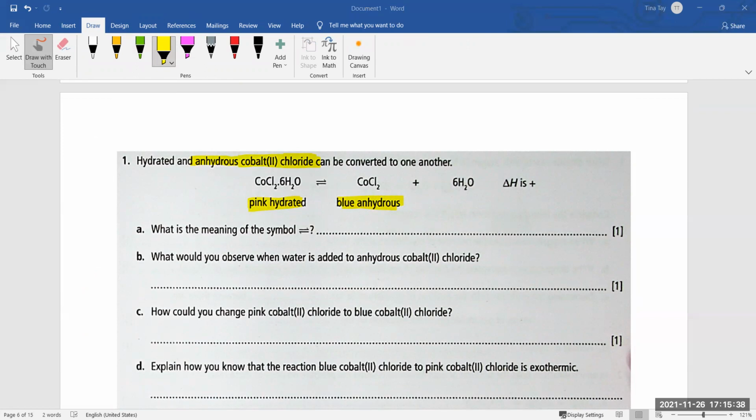Teacher, during exam, will they tell us which one is what color? No, of course not. You have to remember. Then I tell you for what? You have to remember, okay?